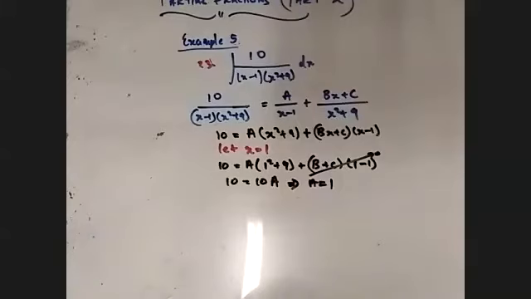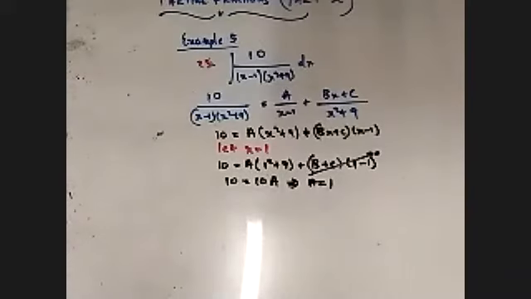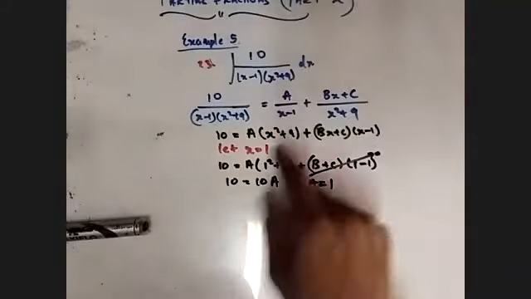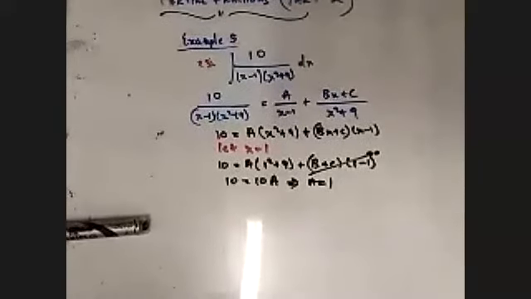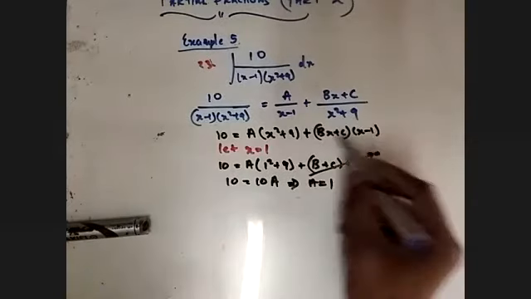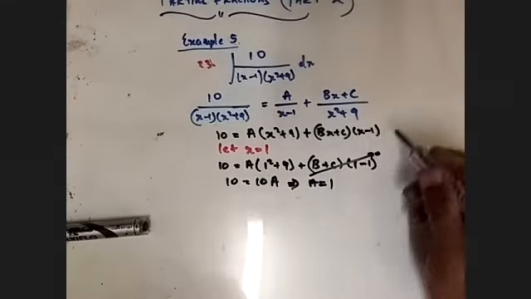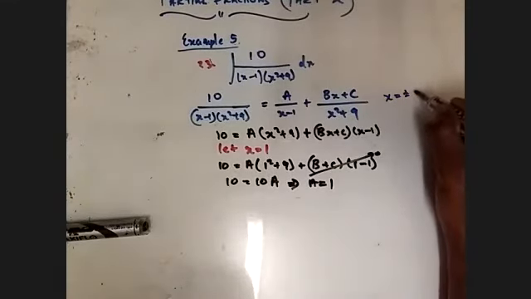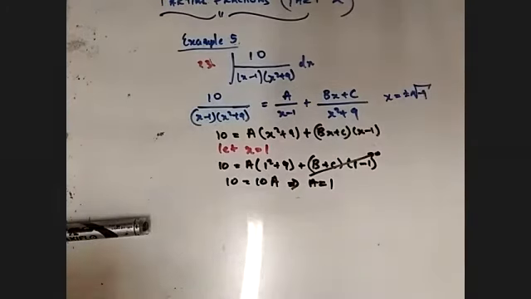Since our A is 1, we can find our B and our C. So we go back to this. Now we're going to multiply out, because there's no other term we can use since this is not factorized. We can't say x is plus or minus the square root of negative 9, so let us just leave it. We'll just expand this.